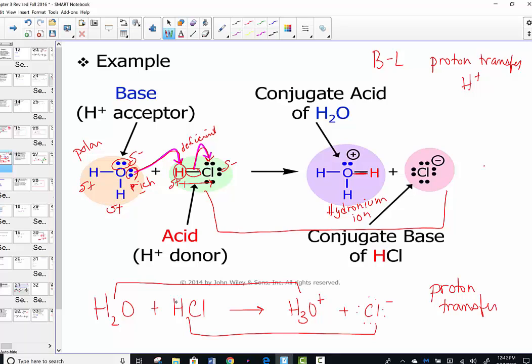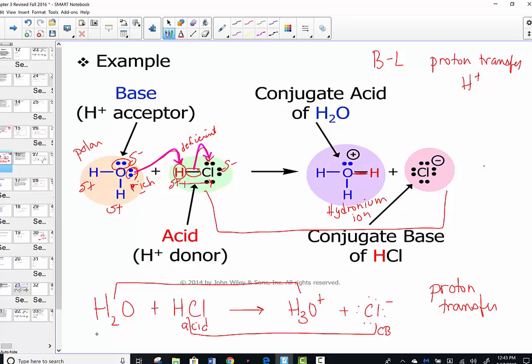The substance HCl would be known as the acid, the Bronsted Lowry acid. It has the ability to donate a proton. The resulting species after the transfer is known as its conjugate base. One less proton, the resulting species on the product side is its conjugate base.